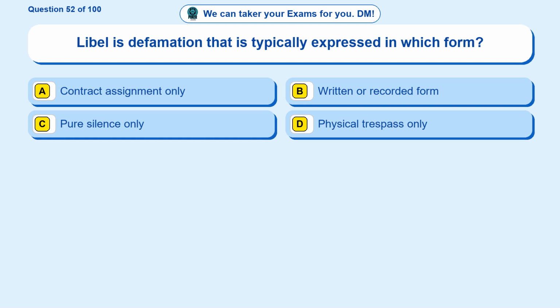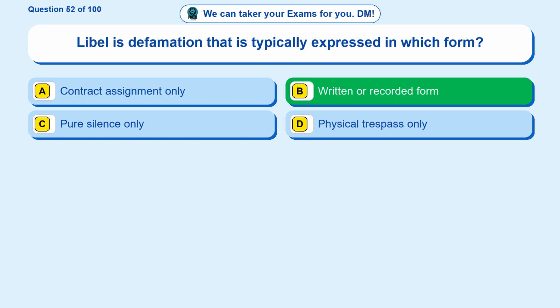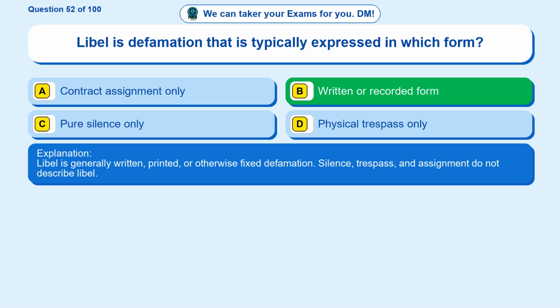Question 52. Libel is defamation that is typically expressed in which form? Option A, contract assignment only. Option B, written or recorded form. Option C, pure silence only. Option D, physical trespass only. The correct answer is option B, written or recorded form. Libel is generally written, printed, or otherwise fixed defamation. Silence, trespass, and assignment do not describe libel.